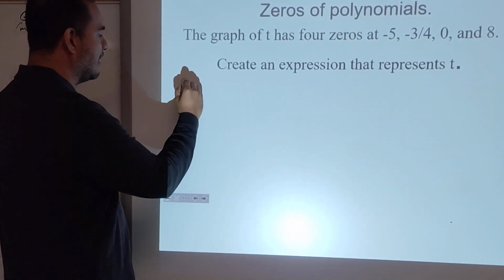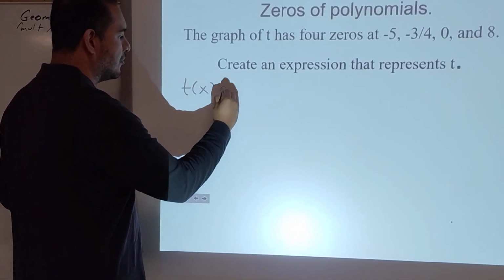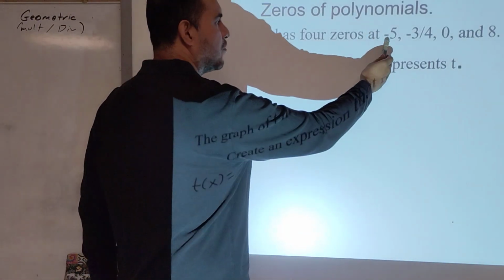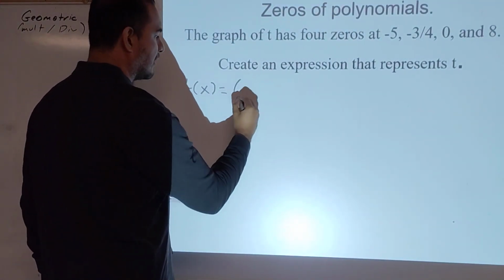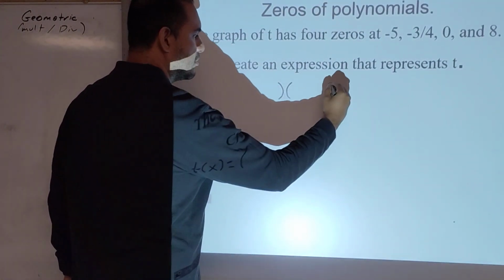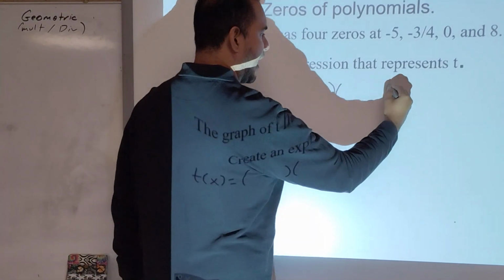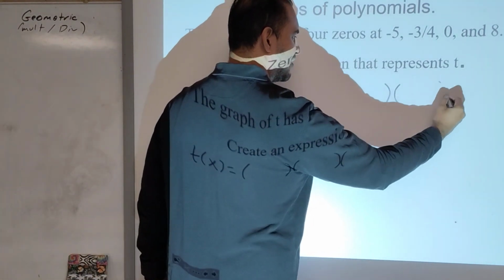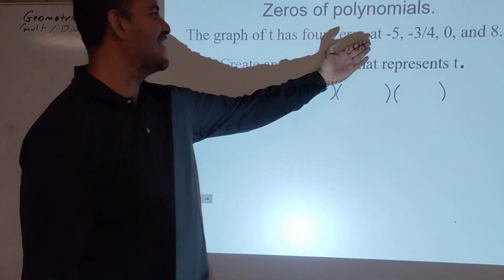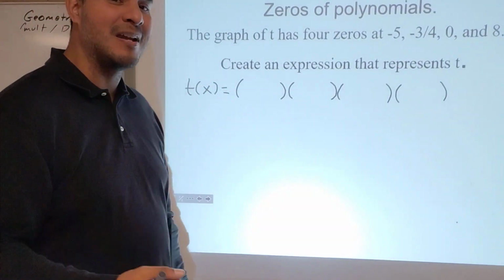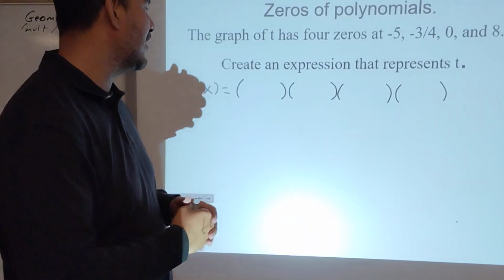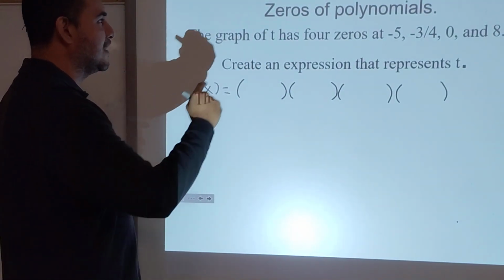So I'm going to write t of x is equal to it, and since I have 4 zeros, 1, 2, 3, 4 zeros, we're going to write 4 factors. We have 1, 2, 3, 4 zeros, so we're going to write 4 factors. 3 of them are easy to figure out. The other one's a little bit tricky, so let's get to this.